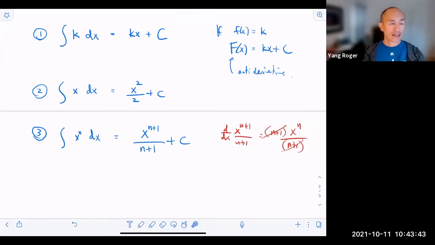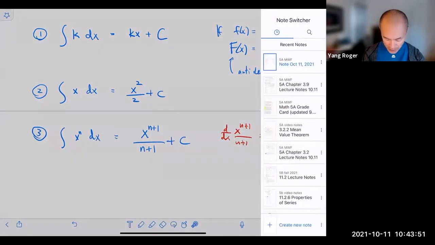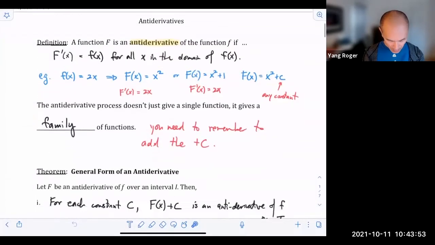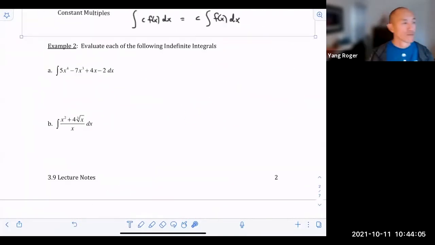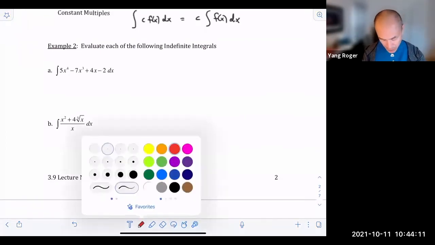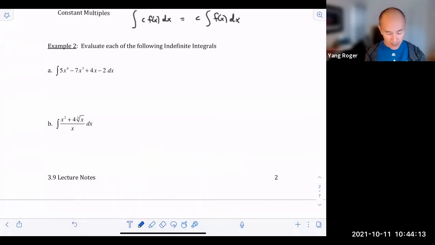So the antiderivatives of the polynomial type things are pretty straightforward. So let's take a look at a couple more examples over here. So when I take a look at example 2, I can use the different properties to split this up into smaller pieces.